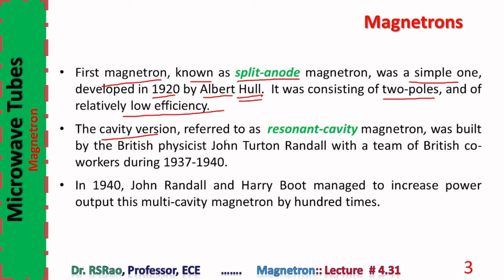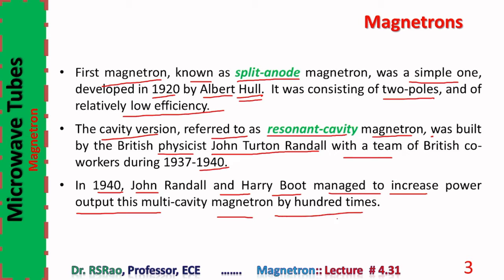The cavity version is referred to as the resonant cavity magnetron. It was built by British physicist John Turton Randall with a team of British co-workers during 1937-1940. In 1940, John Randall and Harry Boot managed to increase the power output of this multi-cavity magnetron by 100 times. One point I would like to mention here is that no device is developed in one day. Devices come to maturity after several years of work by several people.